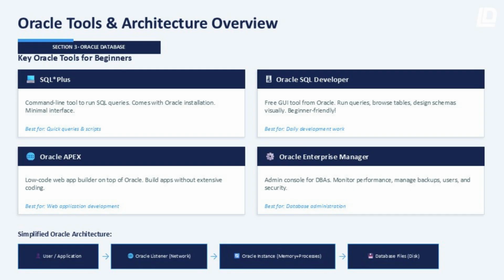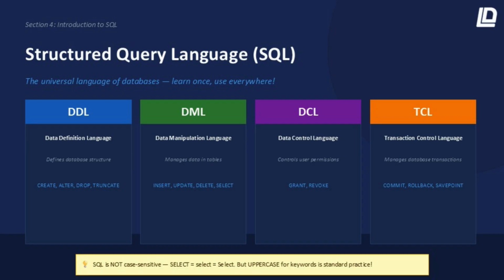Behind the scenes, Oracle's architecture includes memory structures, background processes, and data files working together to efficiently process and store data. SQL, or Structured Query Language, is used to communicate with databases and is divided into different categories.